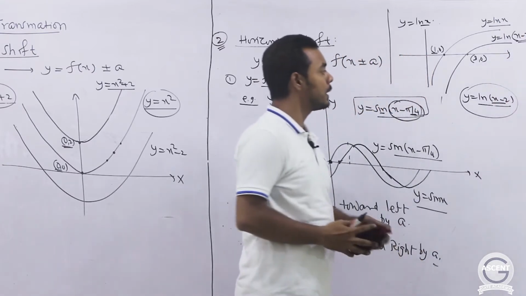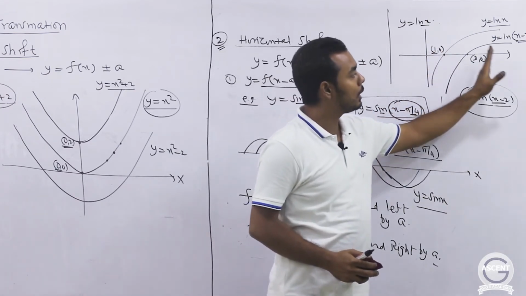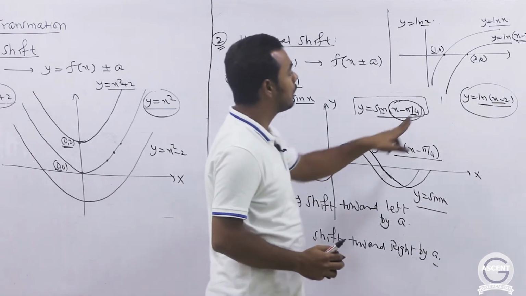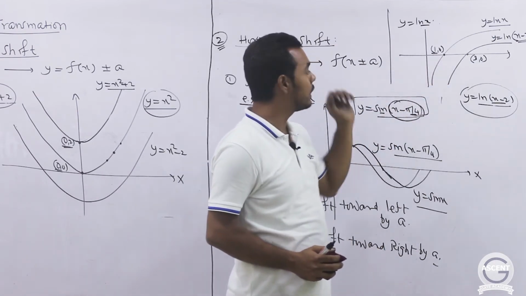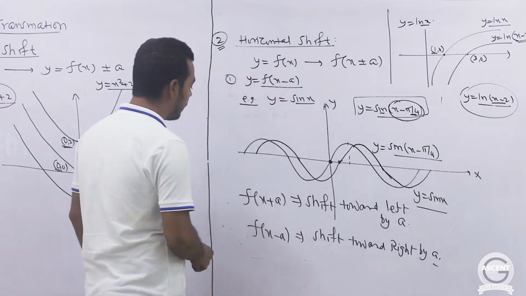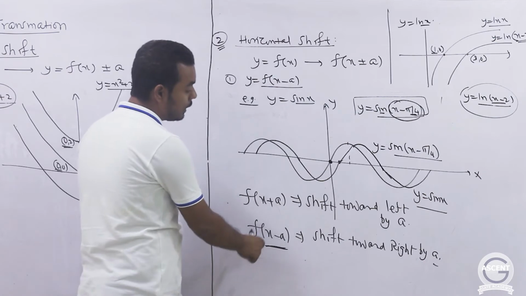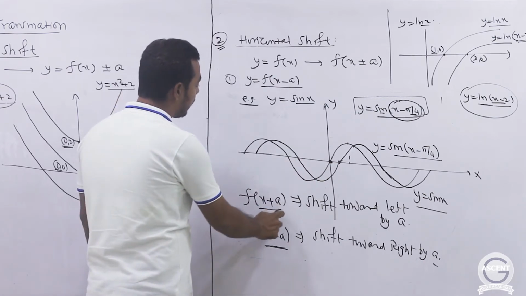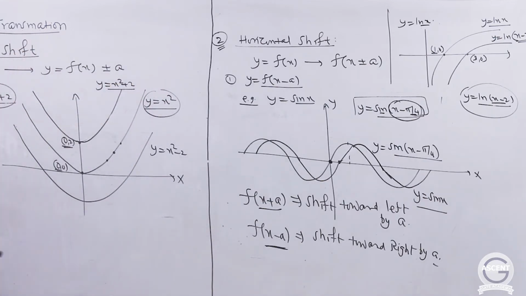So if x is replaced by x minus a, then we have to shift this graph by a units towards the right side. And if we had to draw the graph of ln of x plus 2, then shift by 2 units towards the left side. So this is very important and sometimes it is confusing. So remember, if you have x minus a, then shift towards positive x axis, and x plus a, then shift towards negative x axis. So this was about horizontal shift.